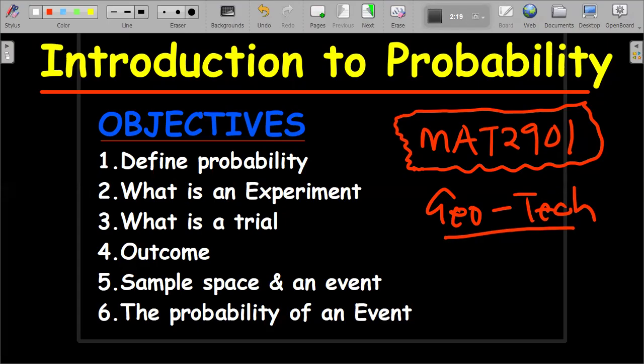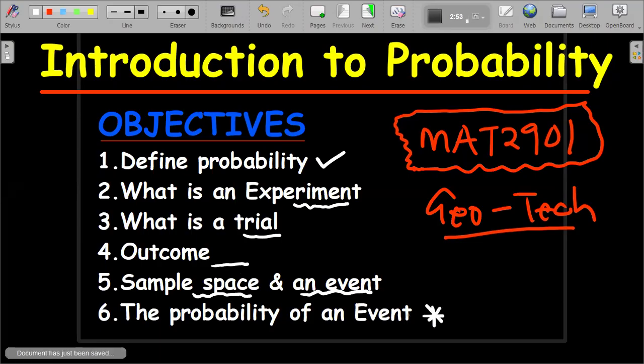So in this session, I've outlined objectives that we are going to cover. The first one, we are going to define what probability is. Then we look at what an experiment is, what a trial is, and what an outcome of this experiment is. From there, we'll look at what we call the sample space and what we call an event. Then the last thing we're going to look at is the probability of a certain event. So we start from the first there.